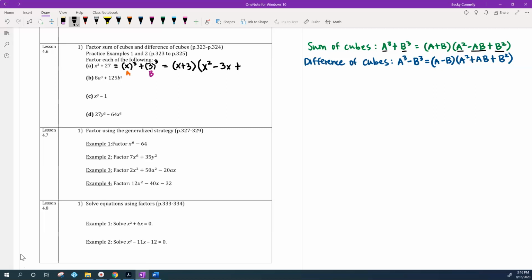3 squared is 9. There's also something really good to do on this, which is to always use SOAP. SOAP stands for same, opposite, always positive. The thing that most people get wrong on sums and differences of cubes is usually the signs. We started off with a plus sign, so in our answer, the first sign that we have is the same. That's the S.